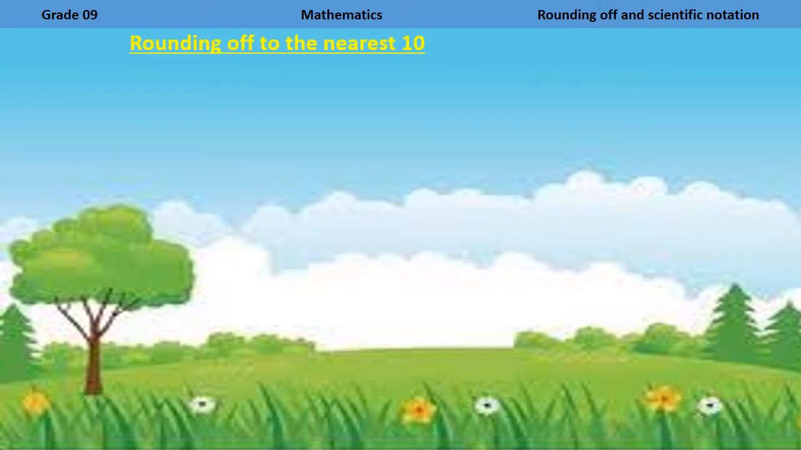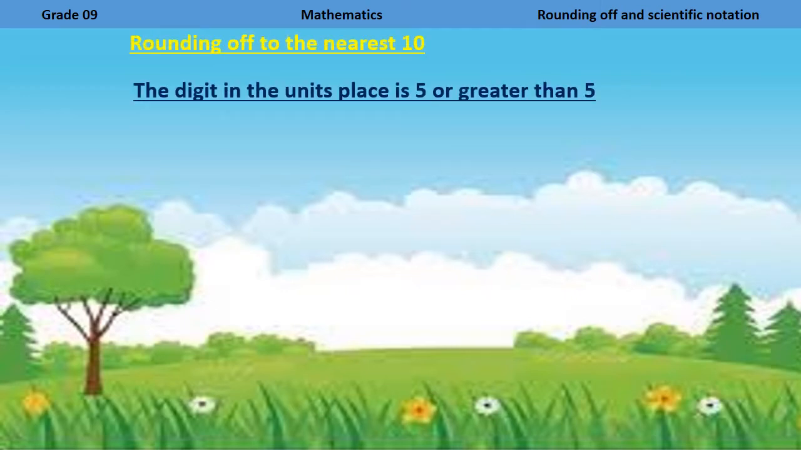Right, then let's see what happens if the digit in the units place is 5 or greater than 5. Look at this example, 78. Here the digit in the units place is 8 and it's greater than 5. And 78 is in between 70 and 80. Mid value is 75. So 78 is closer to 80. Then when we round off 78 to the nearest 10, the answer is 80.